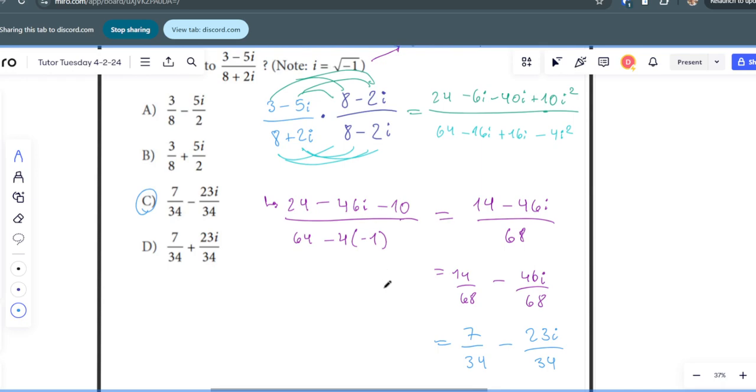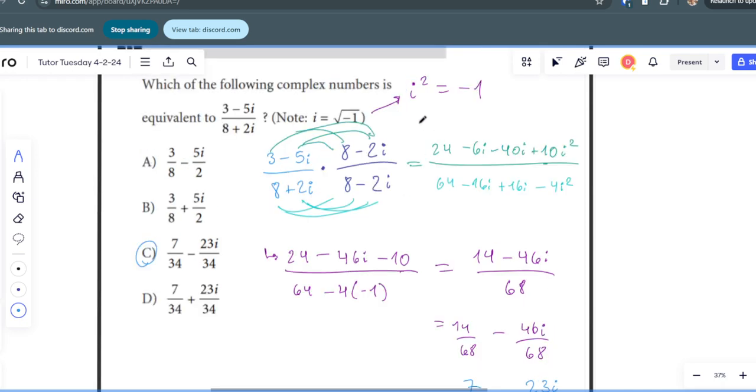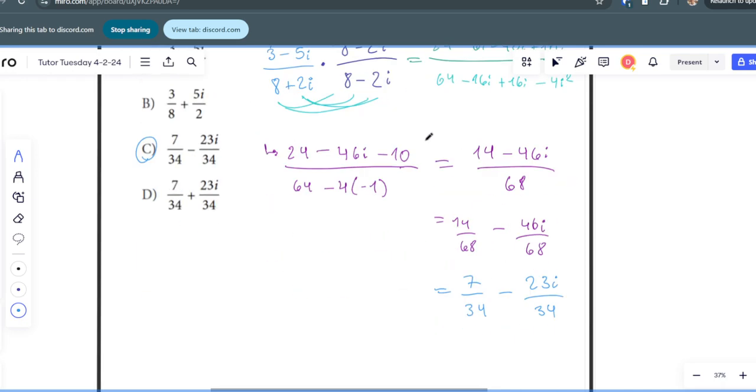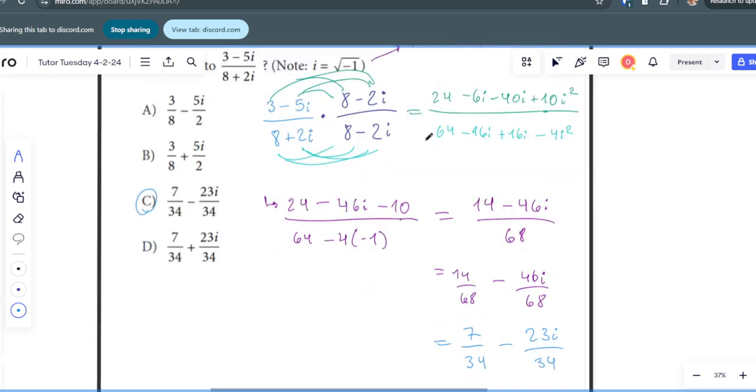So just multiply by the complex conjugate. Remember the i squared rule. Combine like terms. And you've got the answer.